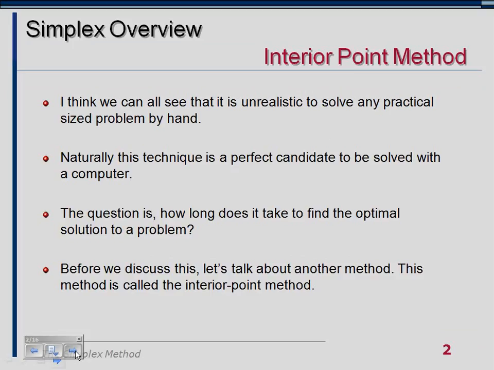So it's a perfect candidate to be solved with the computer. So the question is, how long does it take to find an optimal solution? Before I get into that, I'm going to talk about another method.